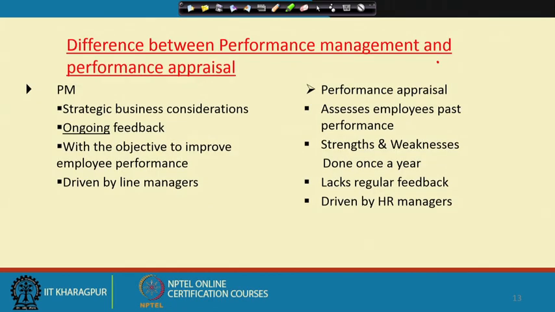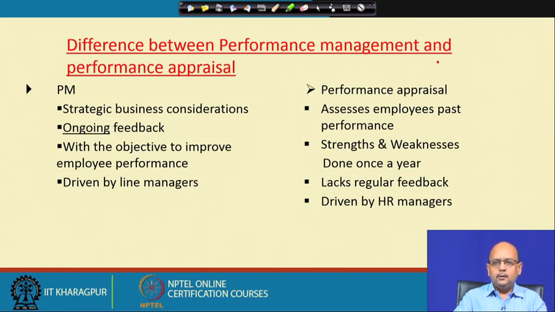Moving further, we have been talking about performance management, and there is another concept, that is performance appraisal. So, we need to differentiate between performance management and performance appraisal. Performance management is done with certain strategic business considerations. Why am I calling it a strategic business consideration? You need to ensure that the organization is ultimately able to create wealth for its stakeholders, and this wealth creation process happens only if you are able to better manage performance at different levels, right.